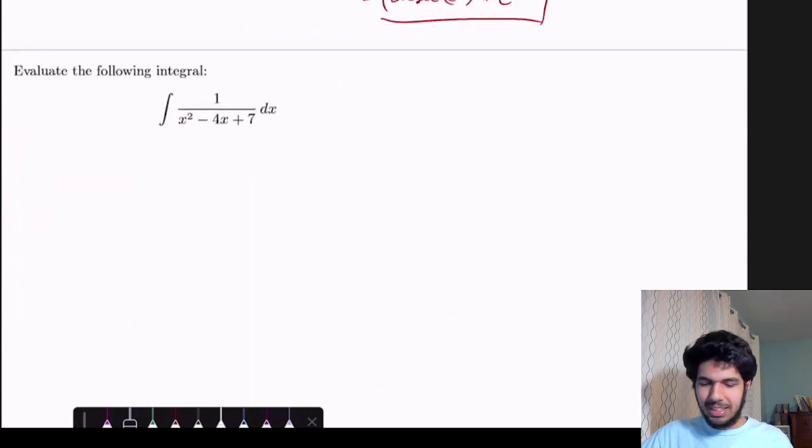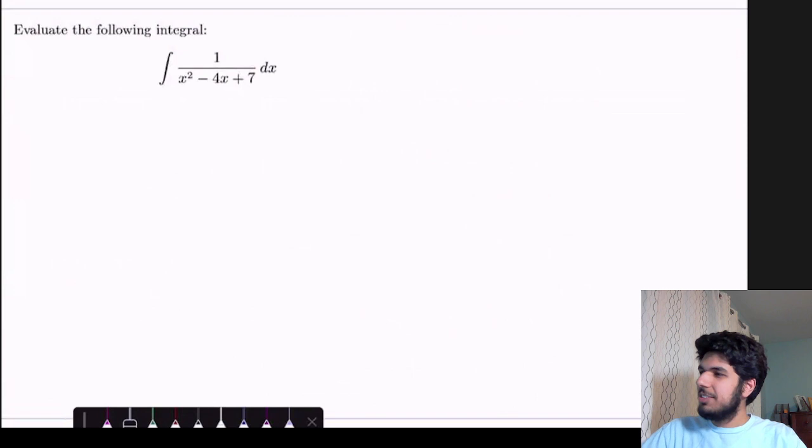Couple more problems, and then we'll call it a night. So evaluate this following integral. This seems tough. Again, you could try to approach it with u substitution, but what's there to cancel with? The numerator is just 1.